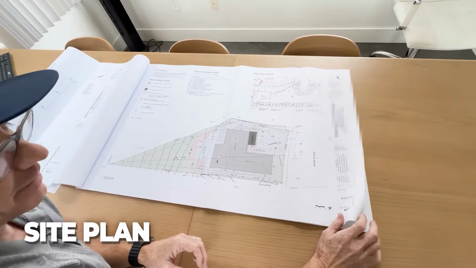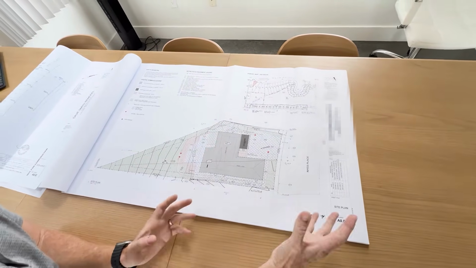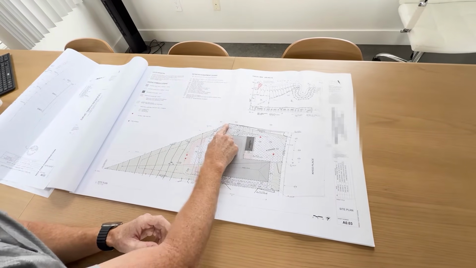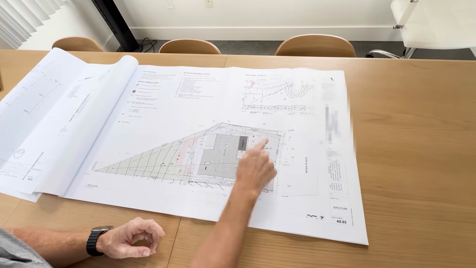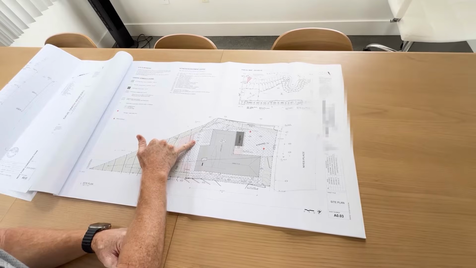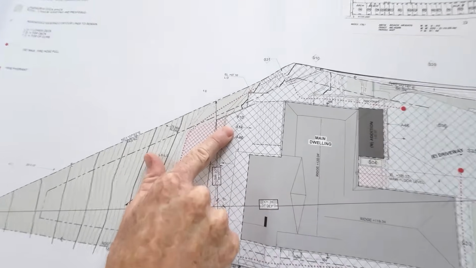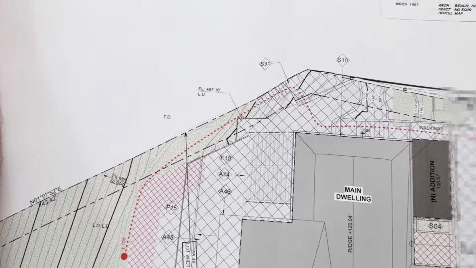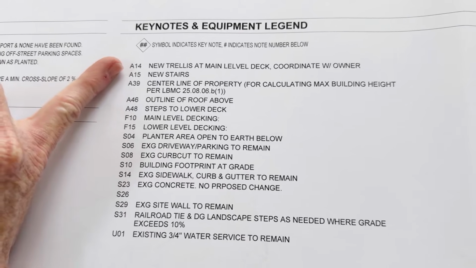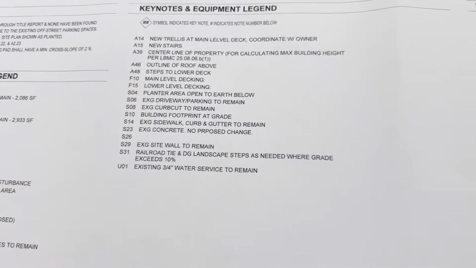It's basically more information as it relates to the property itself. Again, some plans won't have these. Key important things that we want to focus on here is property lines. Okay, so we've got our property line identified here. And then we've got obviously some legends and marks that we want to follow up. So for example, if we want to go to A14, we can follow that up here to our keynotes, right? Which is again, abbreviations, and it's an identification. So A14 represents new trellis at main level deck, coordinate with owner. All right, so it's additional support.